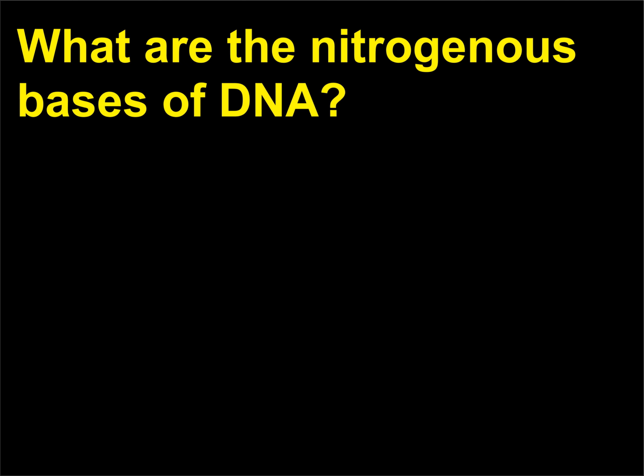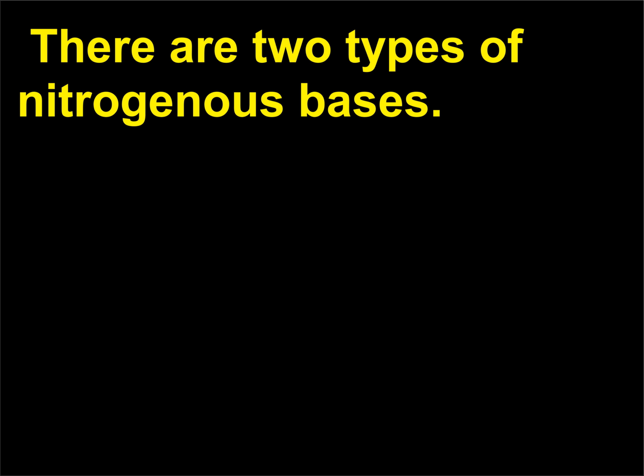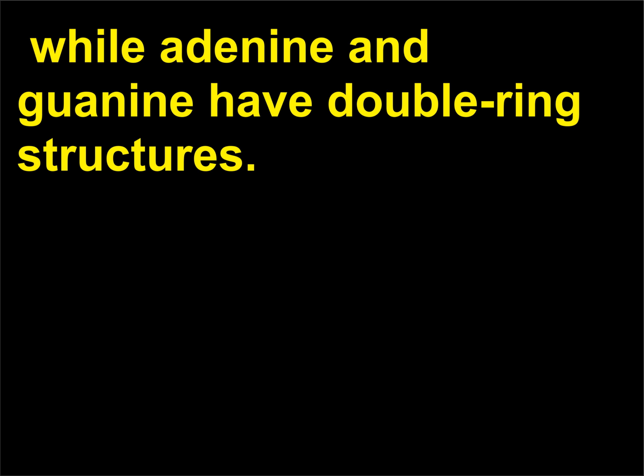What are the nitrogenous bases of DNA? The nitrogenous bases have a ring of nitrogen and carbon atoms with various functional groups attached. There are two types of nitrogenous bases. They differ in their structure. Thymine and cytosine have a single ring structure, while adenine and guanine have double ring structures.